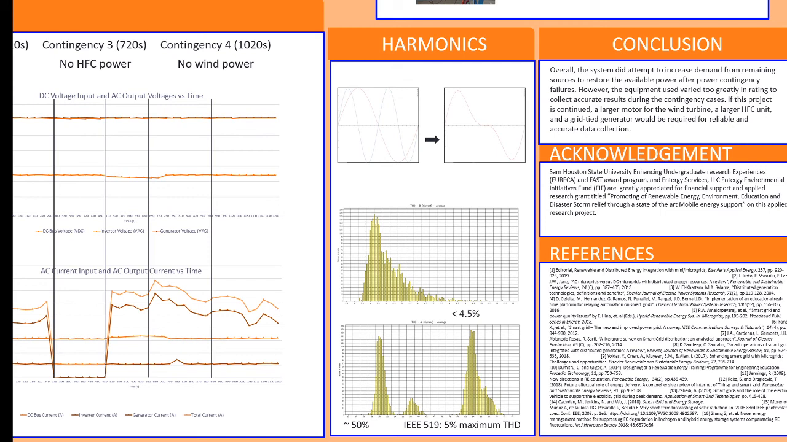I would want more reliable data, which means I would want to have the correct rated motor for the wind turbine. I would want a larger hydrogen fuel cell unit. I would want an inverter with a larger current rating. That way I could put out more current and not have it look awful compared to the generator. And I would also want a grid-tied generator because this guy was standalone. It was rated for standalone, so it didn't need to filter out harmonics. It was perfectly fine.